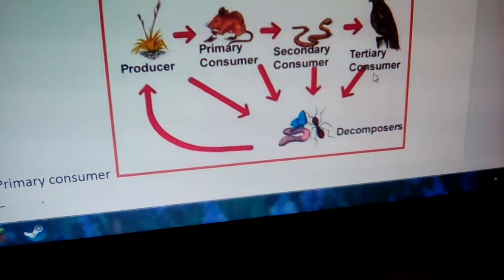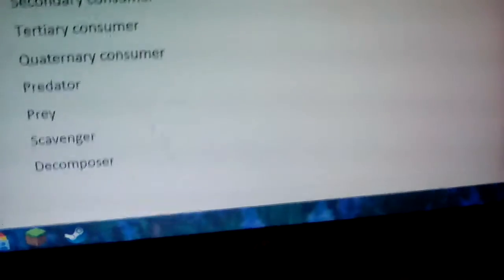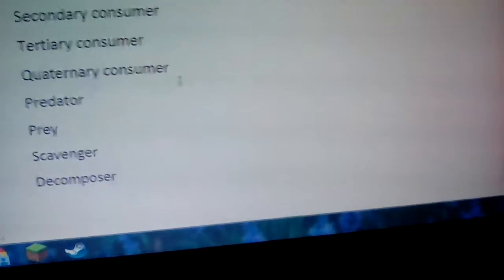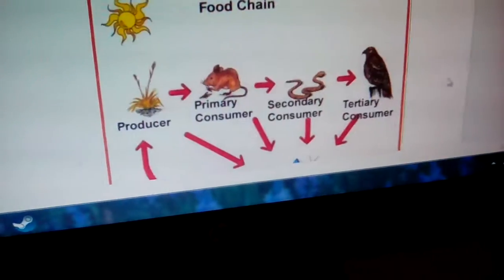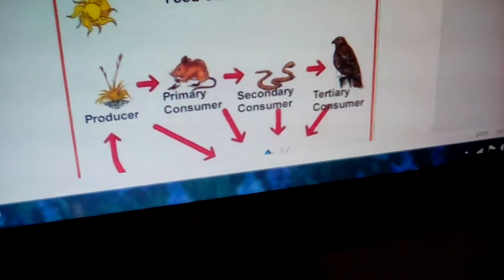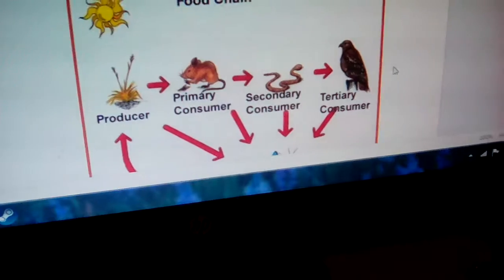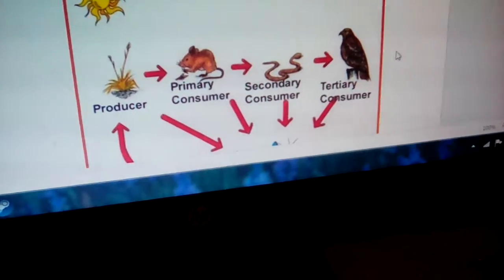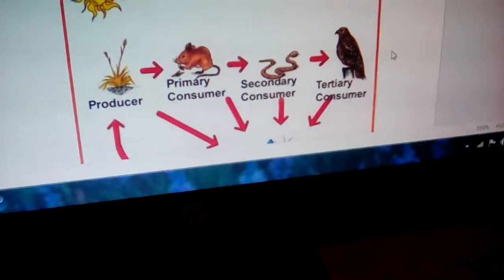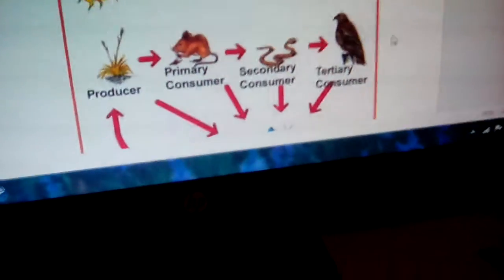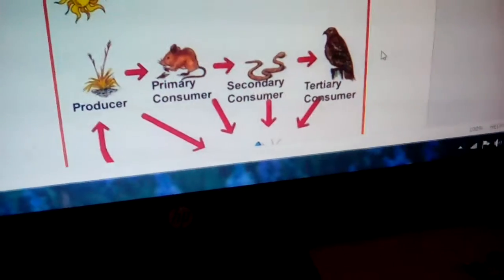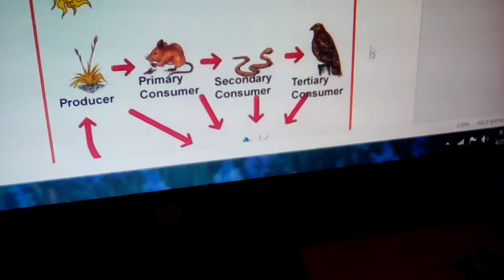And then let's say that we had a wolf that came along, and he would be the quaternary consumer, the fourth consumer. So if I had a picture of a wolf here and the energy from the hawk was going into the wolf, then he would be the quaternary consumer, the fifth consumer. So that would be quite a long food chain right there, but that's how our ecosystems work. That's how the world works.